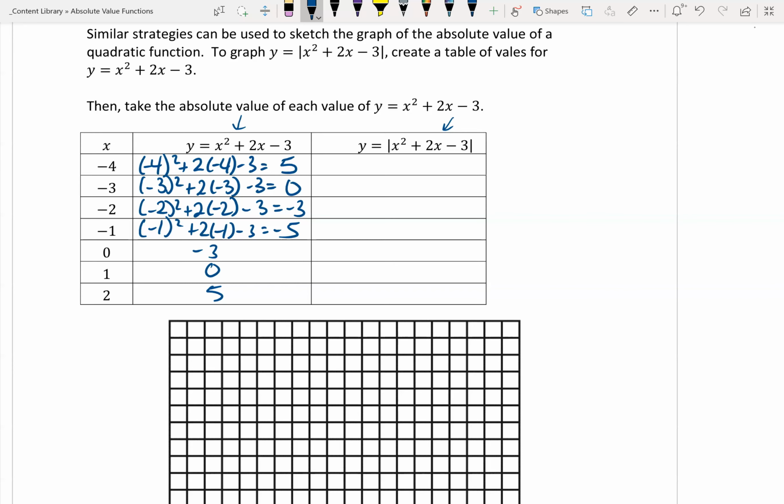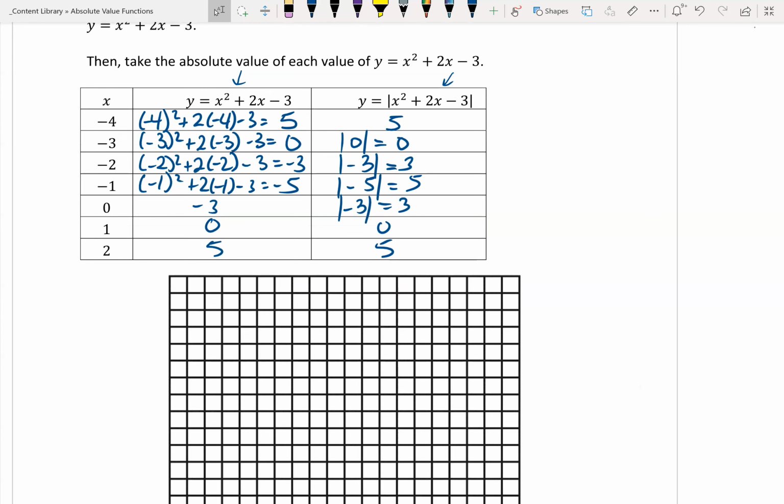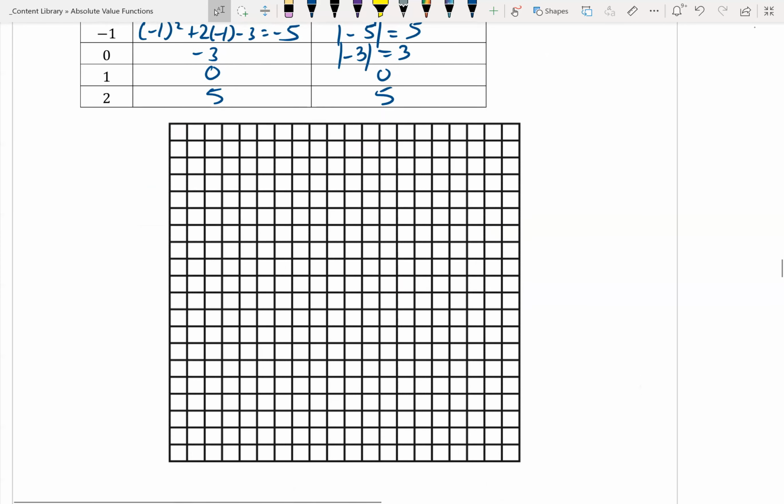Okay, so for my absolute value portion now, I'm going to take the absolute value of 5, which is 5, the absolute value of 0, which is 0, the absolute value of negative 3, which is 3, the absolute value of negative 5, which is 5, the absolute value of negative 3, which is 3, then we get 0 and 5. So I'm just taking the absolute value of all those y values. Now we can graph these points.